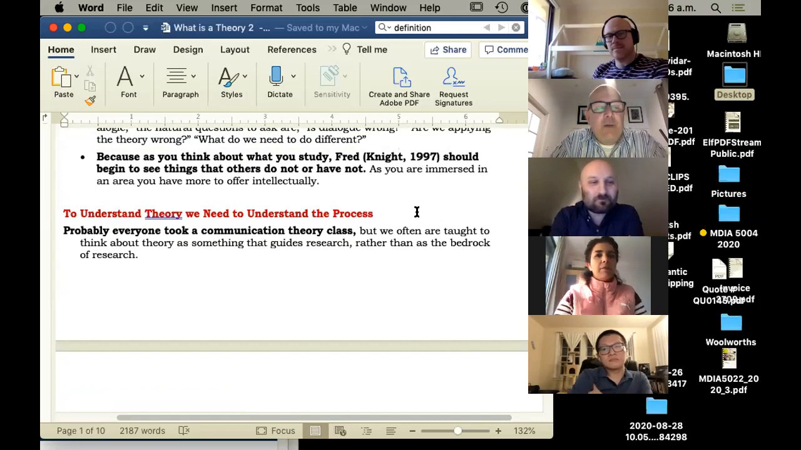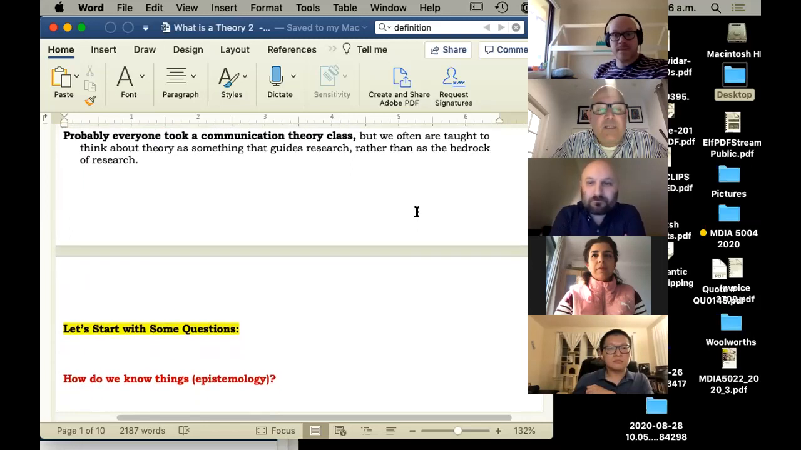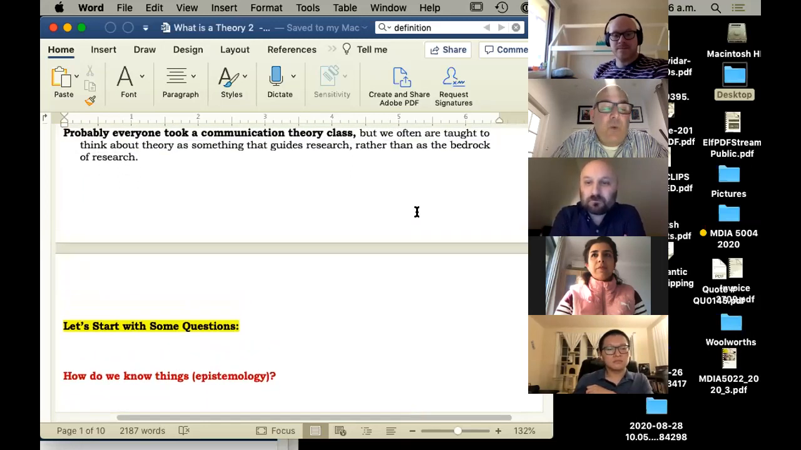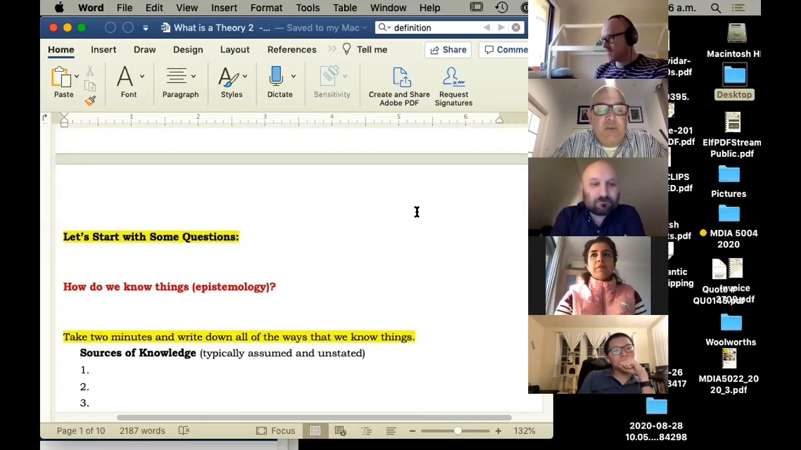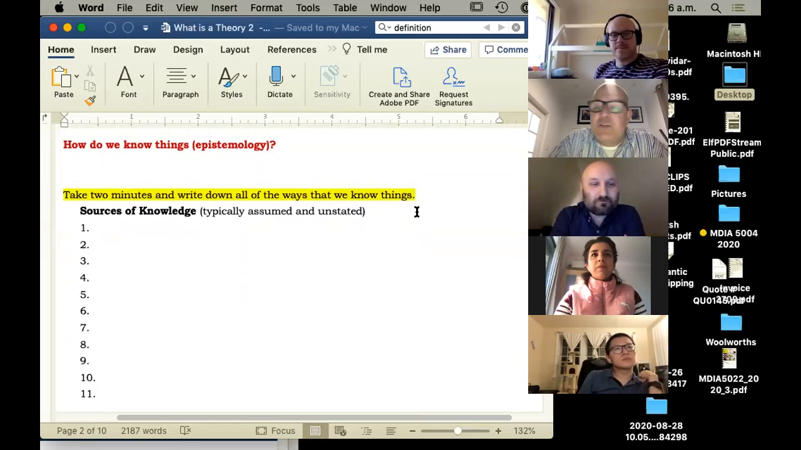Okay, then I've already, I think, said this. To understand theory, we need to understand the process. And everyone took a communication theory class, or probably did, or has read something about communication theory. But I think in a lot of cases, we have trouble with what some of these concepts mean. So I want to start with one. I want to start with our question about what is an epistemological question. How do we know things? So I have this question here about what are the sources of knowledge.